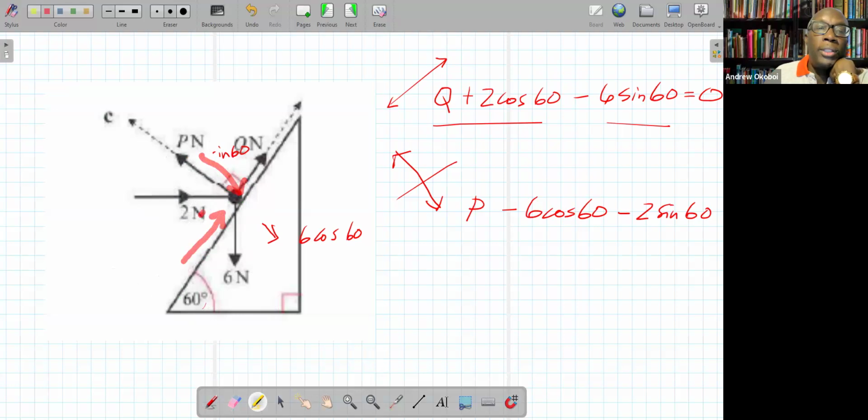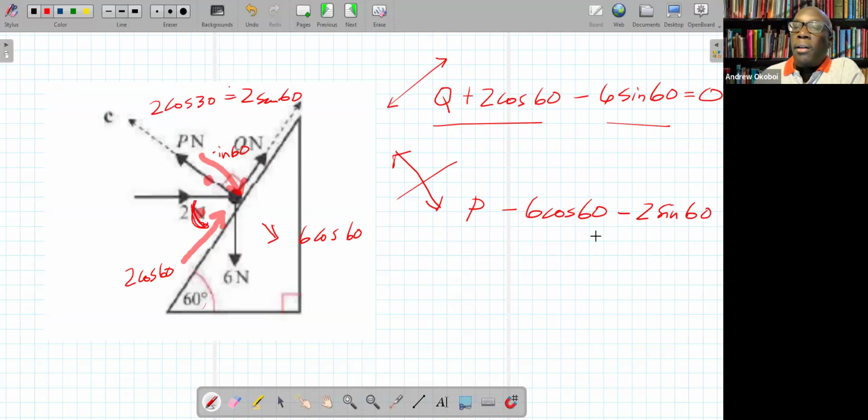Now, because this was a 60-degree angle and this one is a 30-degree angle here, because together they make 90, this one now becomes 2 cos 60. And you can write this as 2 cos 30 if you want, or you can write it as 2 sine 60. Whichever one you choose, they're both exactly the same thing. I tend to choose the sine because I know that I've moved away from this 60-degree angle that was here. Now we all know that this equals 0. So I'm going to say P is equal to 6 cos 60 plus 2 sine 60. Whatever that answer is will give you P.